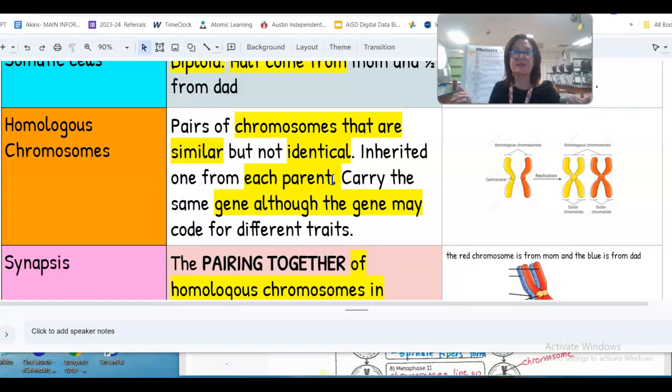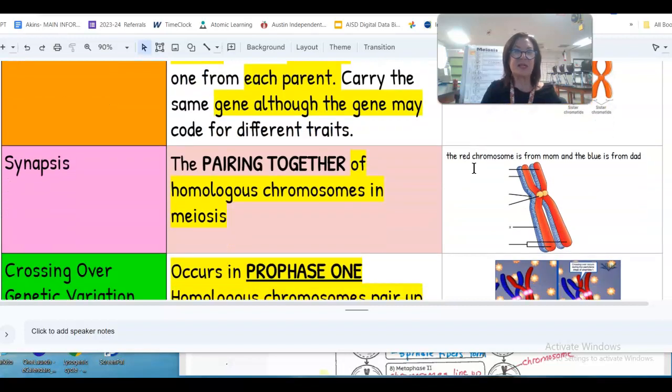So for instance, on the chromosomes, let's say at one part, it's going to code for hair color. So it's going to code for hair color at the exact same spot on the other chromosome. It's just that one may code for blonde hair and one may code for brown hair. That's all that means. And then we have what's called synapses.